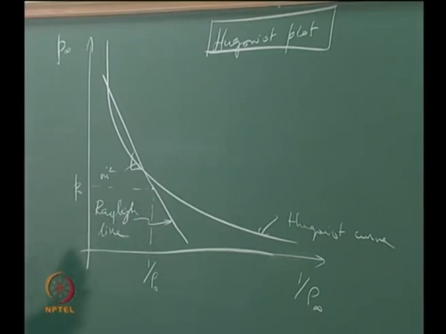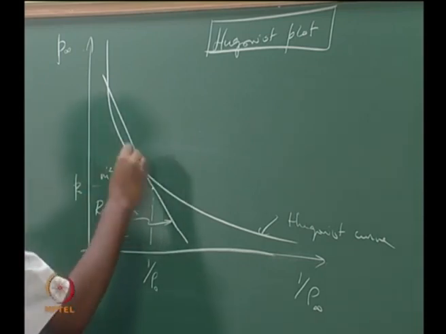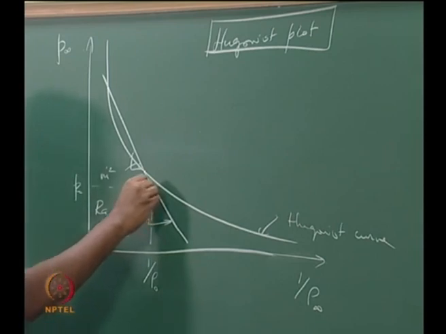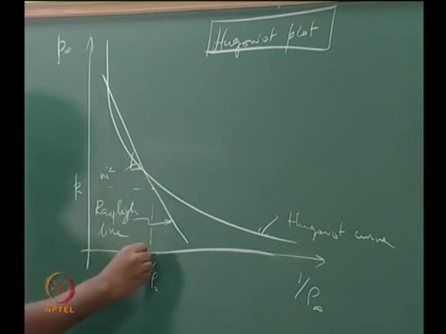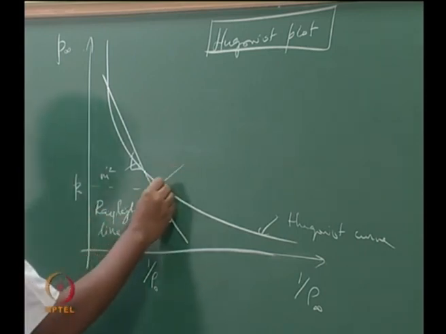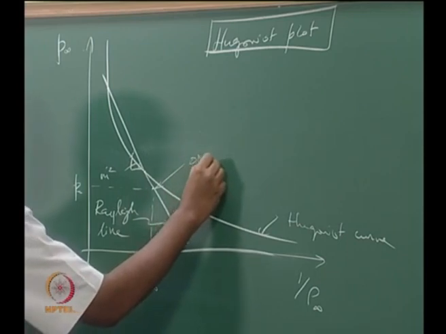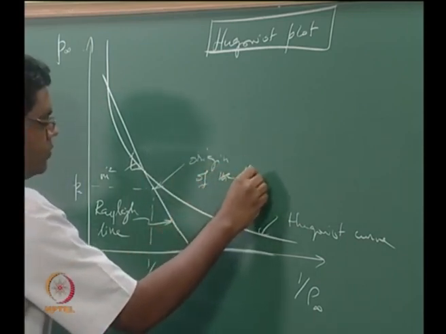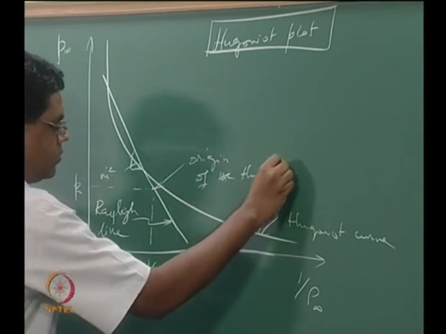And then what we are looking for is an intersection of these two curves, that is the Rayleigh line and the Hugoniot curve. And sure enough, we find that there are a couple of intersection points, which will tell us that if you started out with P naught and 1 over rho naught as the reactant conditions, and this particular point is typically referred to as the origin of the Hugoniot plot.